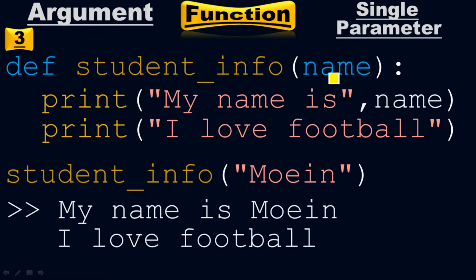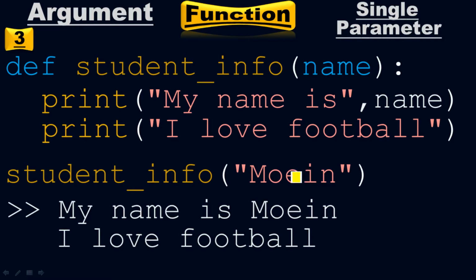So it is a function with a single parameter because we have only one parameter, name. That's why we call it a define function with a single parameter. So we have def student info of name here, and then print of my name is, comma, name. Then another print function, print of I love football, and then the define function student info of Moein. As I told you, the define function operates from here, not from the beginning. You have to call the function here. The define function receives calls from here, not from here.